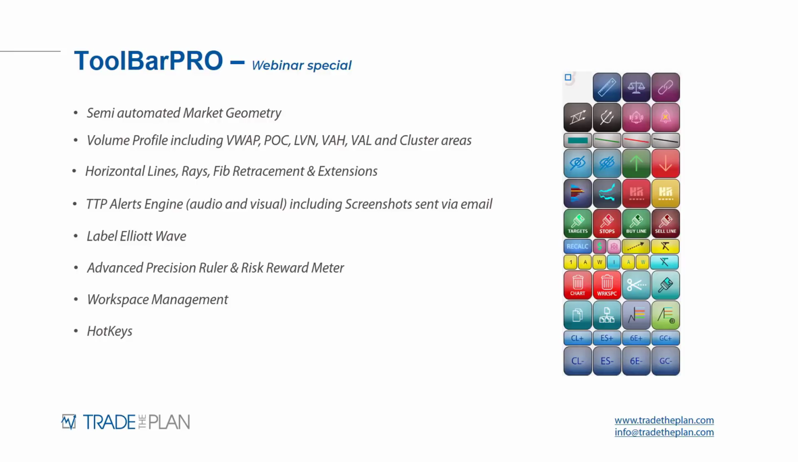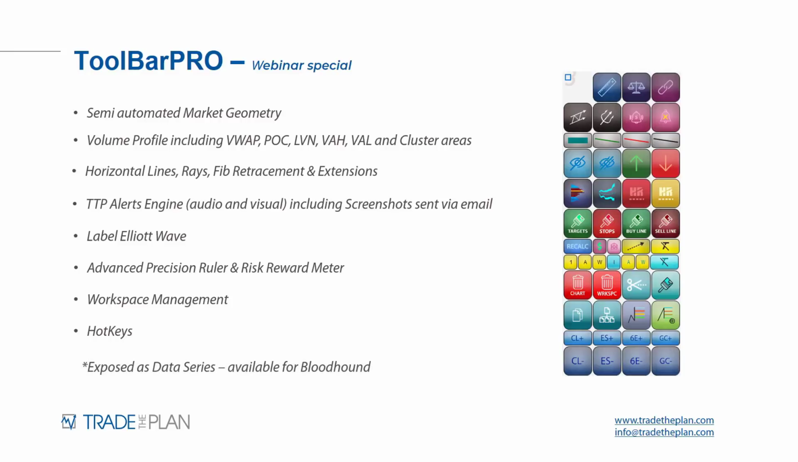So you can assign any combination of keys on your keyboard as hotkeys, or if you have a controller, to toggle back and forth for workspaces, as well as pretty much all the other buttons on the toolbar are hotkeyable. So your market geometry lines, adding volume profile, your horizontal lines, rays, Fibonacci retracements, extensions, the alerts, they're all hotkeyable. And so you can really easily and efficiently draw on your charts. And this is what pro analysts want and need.